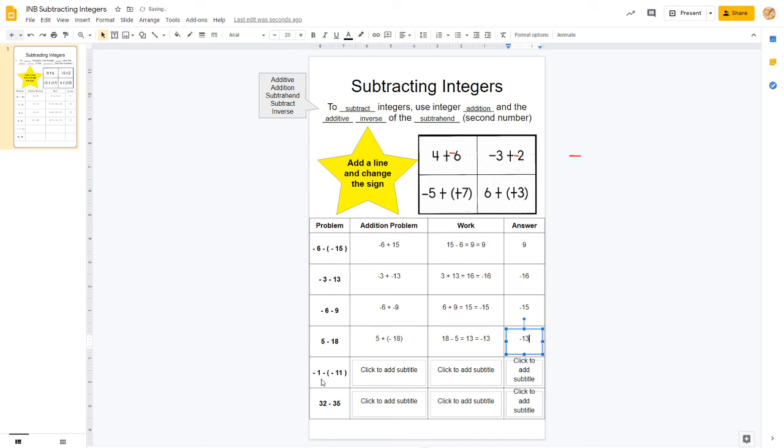And then you do the same for these last two. You change them into addition problems by changing the subtraction sign to an addition and the second number to the opposite. If it's negative, it's now positive. If it's positive, it's now negative. And then use the rules that we learned for adding integers to solve it.